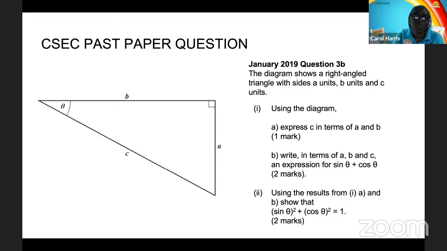So before I even go to the solution, how will I express C in terms of A and B? Talk to me. What do you know that you could use to express C in terms of A and B?